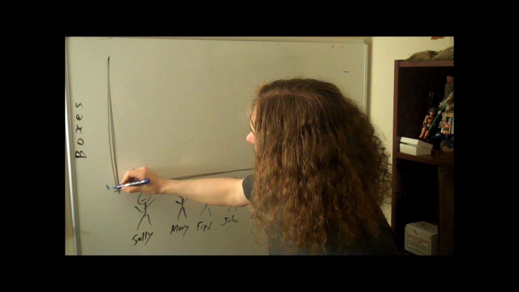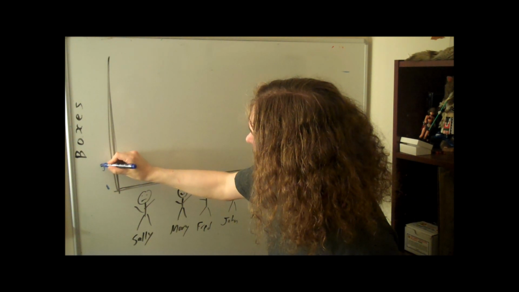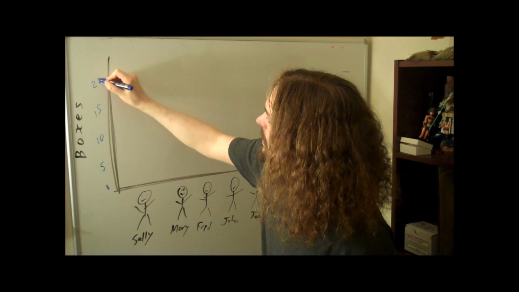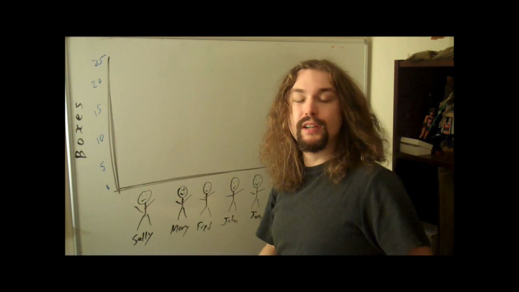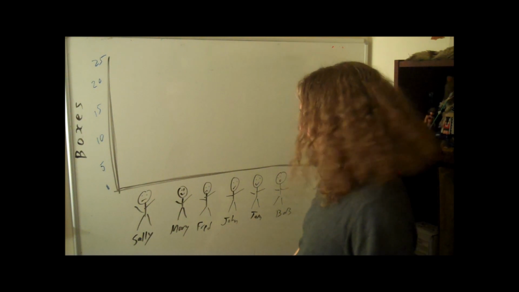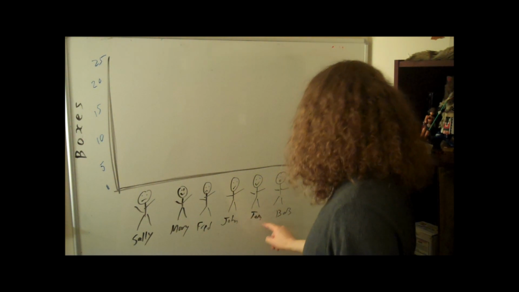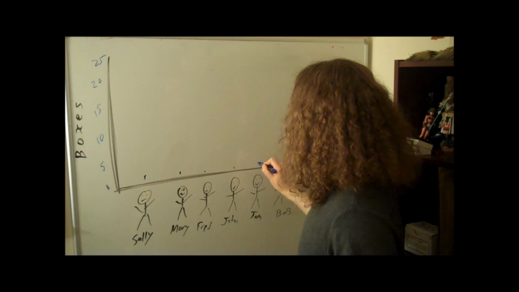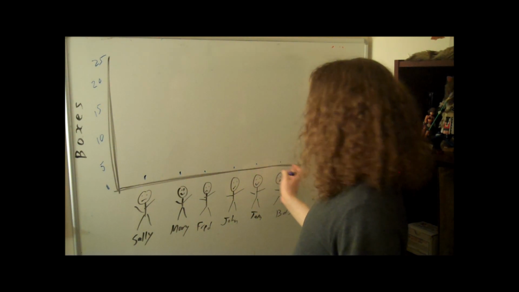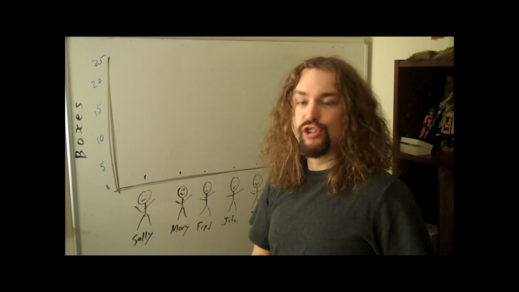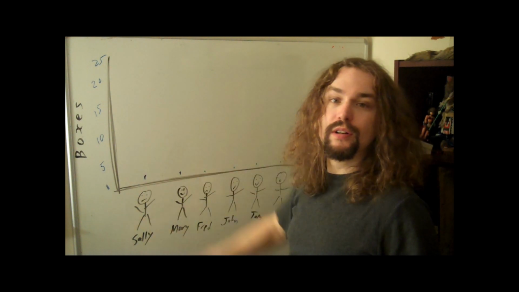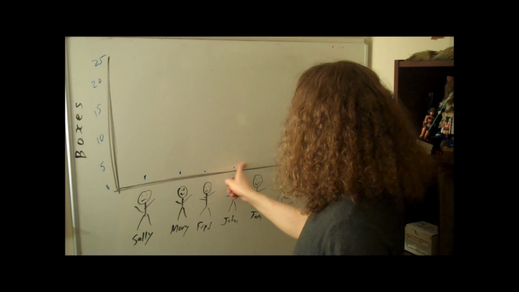One box, five boxes, 10, 15 boxes, 20, 25 boxes of cookies. Sally, Mary, Fred, John, Tom, and Bob. Each one of these people represents a distinct channel, if you will, a distinct range across our little diagram here. They're the x-axis.